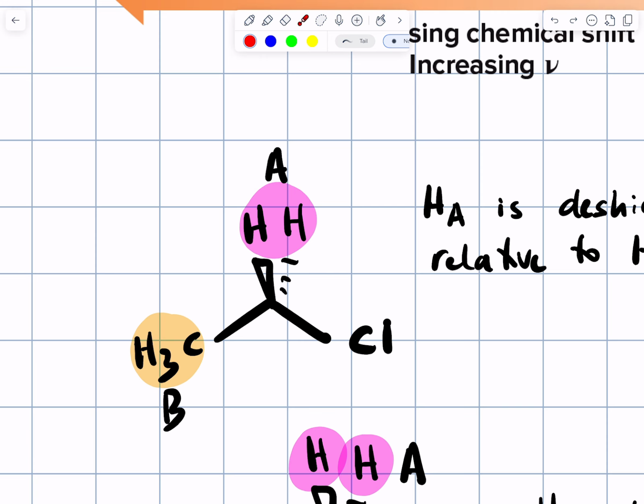So a proton that is 2 bonds away from chlorine, yay, thank you for that. That's great. Somebody's drilling something out there.